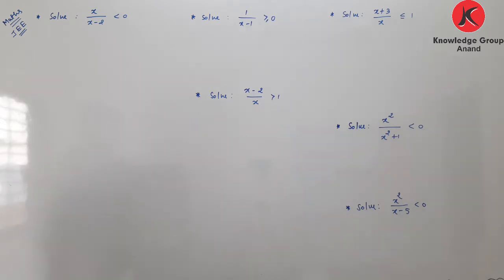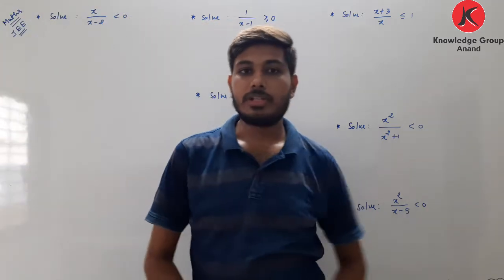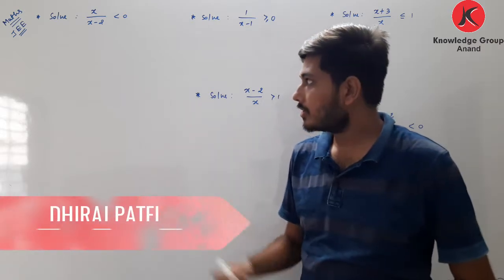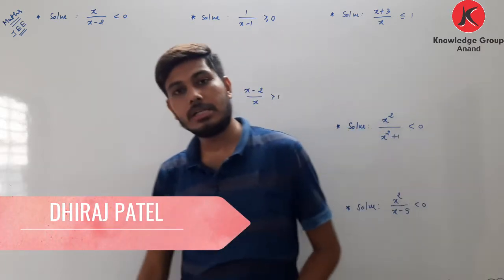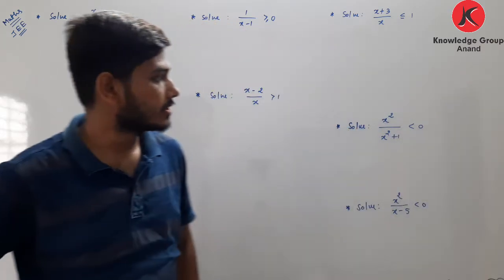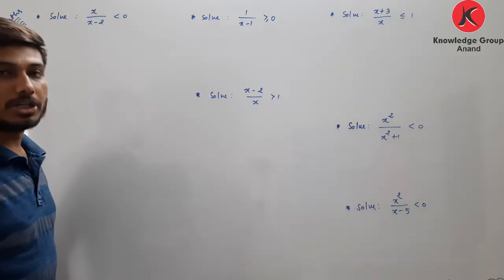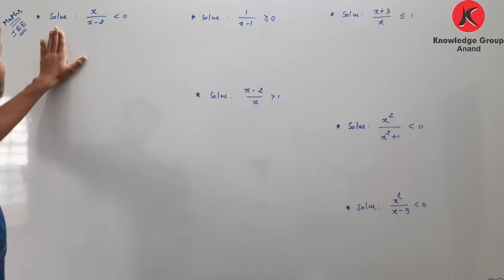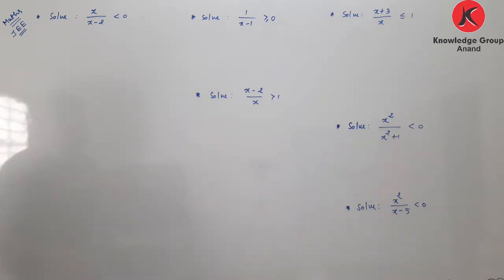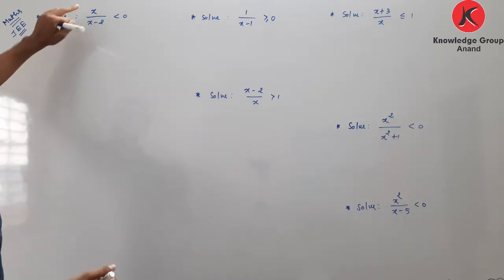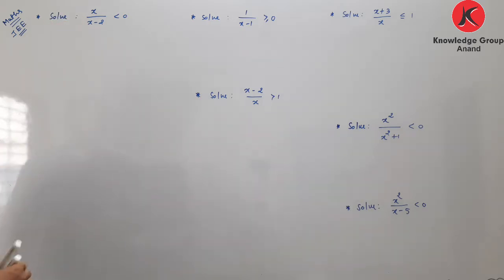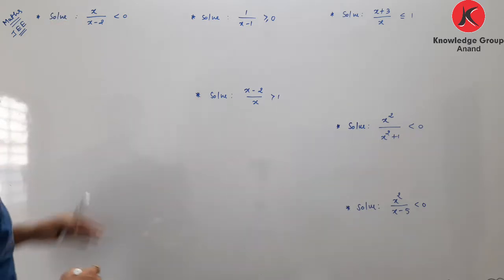Good morning, students. Yesterday we discussed some JEE questions related to our chapter 6, linear inequalities. Now we are going to discuss some more JEE questions. See here, the first question is to solve this linear inequality: x upon x minus 2 is less than 0.